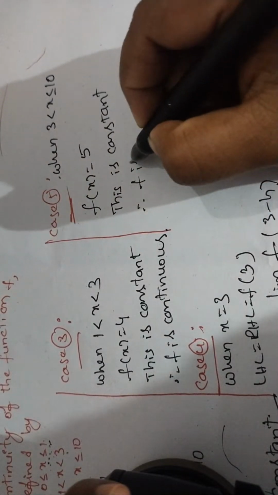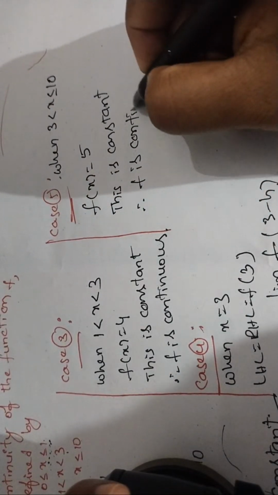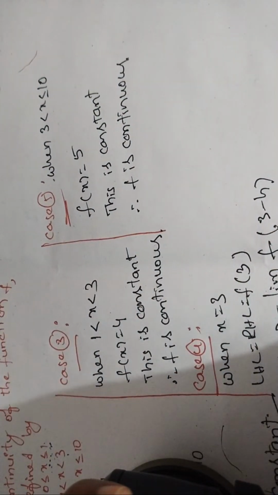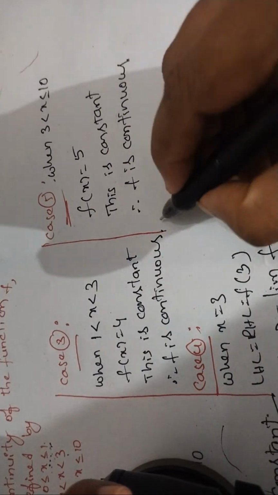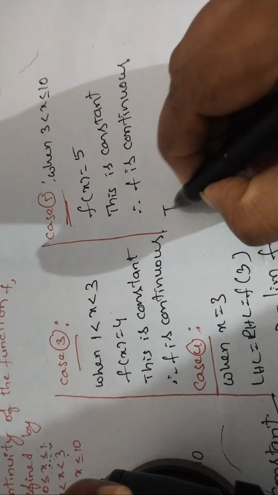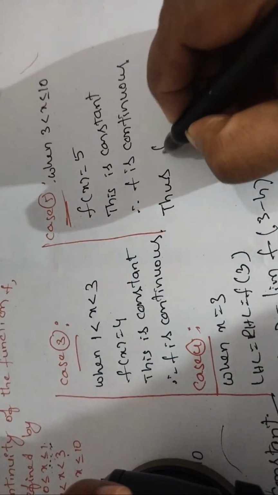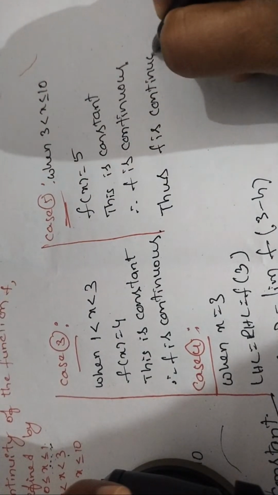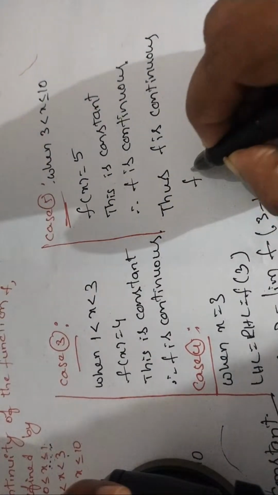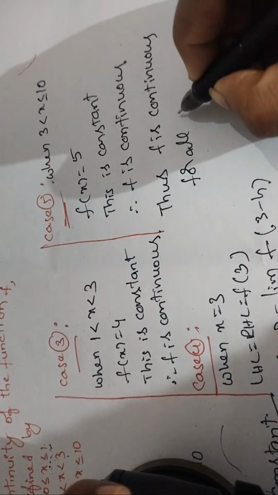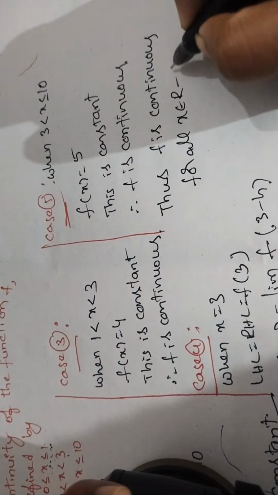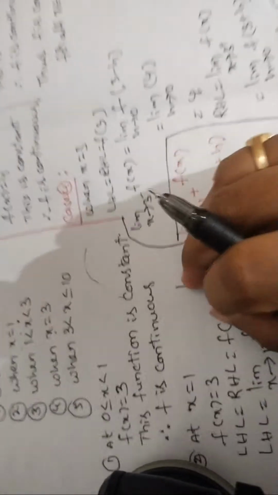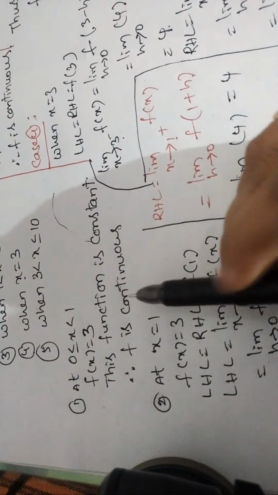Therefore, f is continuous. The final conclusion. How can we write this conclusion? Thus, f is continuous for all x belongs to R, except at what cases it is discontinuous. Check this.